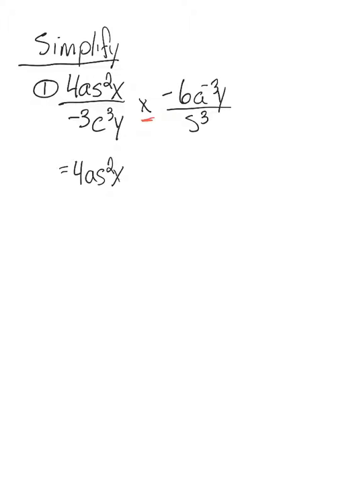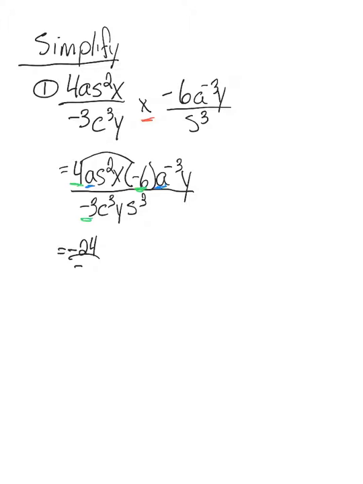4as squared x times negative 6a to the negative 3 y all over negative 3 c cubed y s cubed. So now our next step would be to look at if we have any of the same variables. So we could already see that we have an a here and an a there, and we have a number, and number. So let's work with those first. So 4 times negative 6 is negative 24 over negative 3.